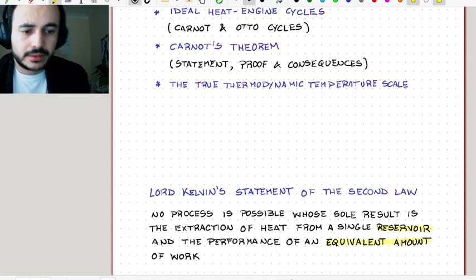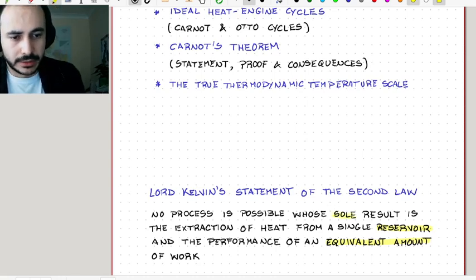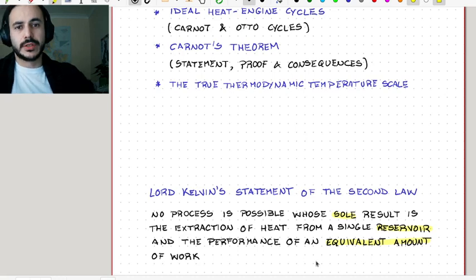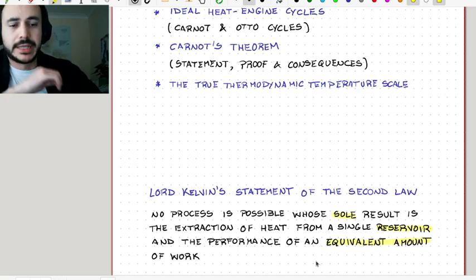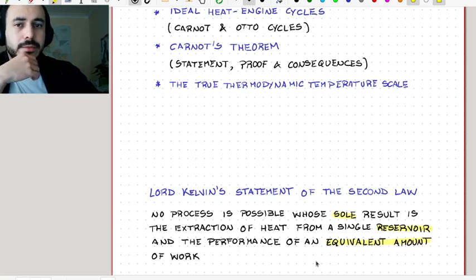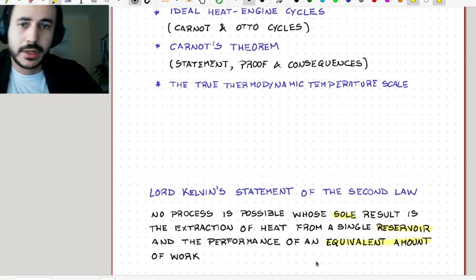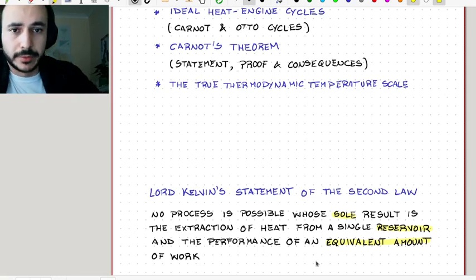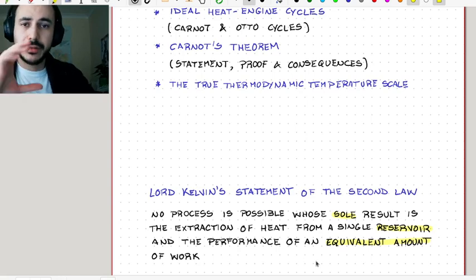Another key word here is sole. So the sole result of the process must be that. So it means in particular that your system must start in an equilibrium state and finish in the same equilibrium state, so that nothing changes in the system. The only thing that has changed is that some heat has been absorbed and the same amount of work has been performed onto the environment. But the system must be in the same state in which it started.